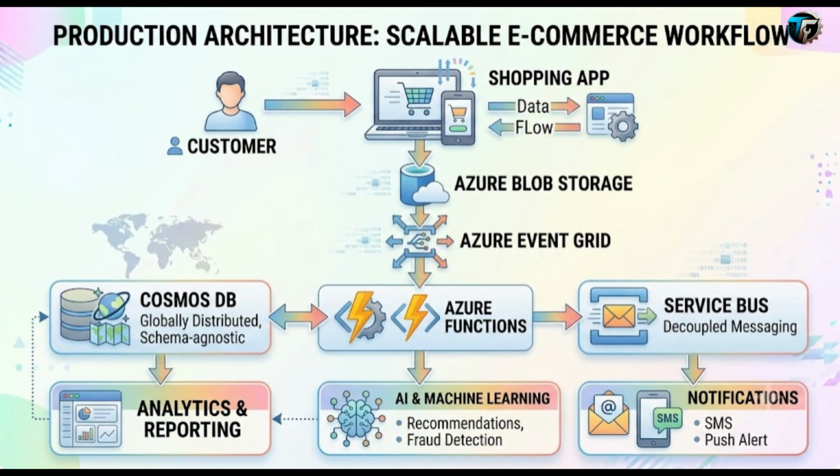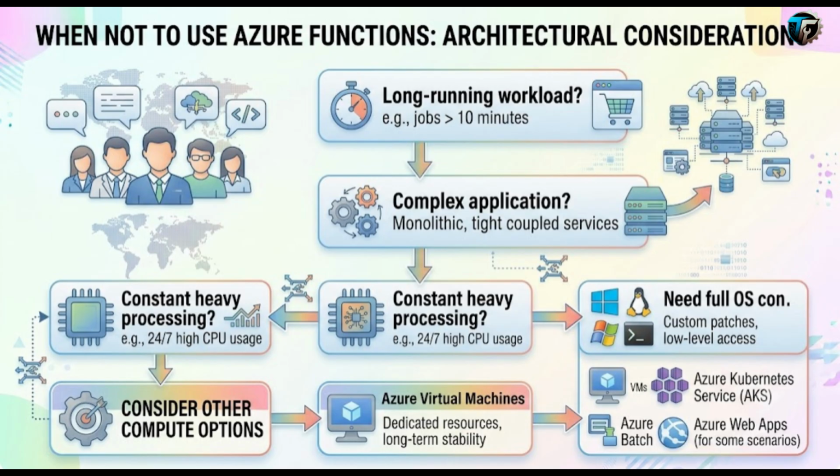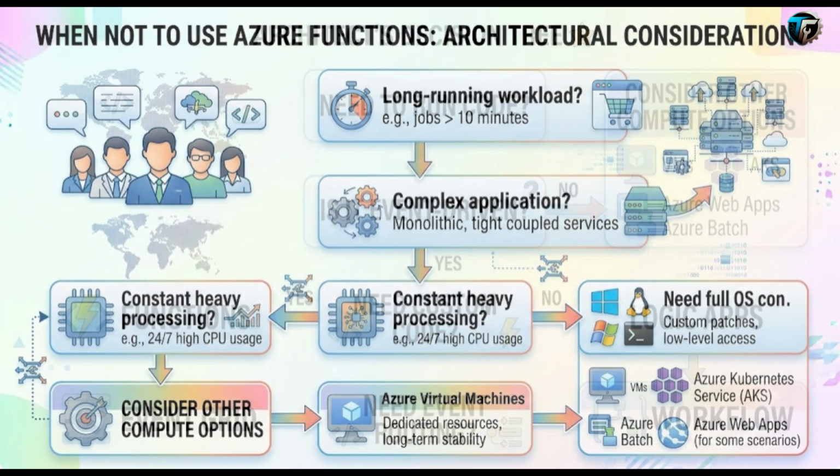Event Grid handles event distribution. Functions perform custom processing. Cosmos DB stores application data. Service Bus handles reliable business messaging. Each service has a specific responsibility. Azure Functions isn't automatically the answer to every problem. For long-running, continuously running, highly specialized workloads, or scenarios requiring extensive infrastructure control, other Azure compute options may be more appropriate.